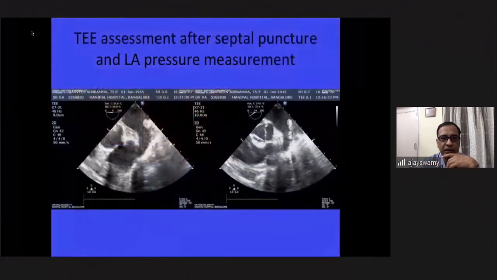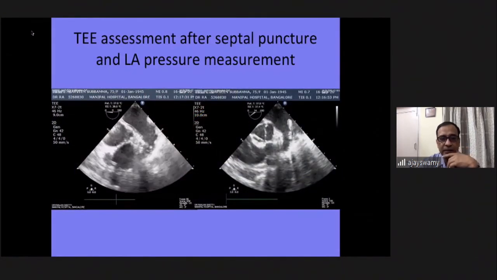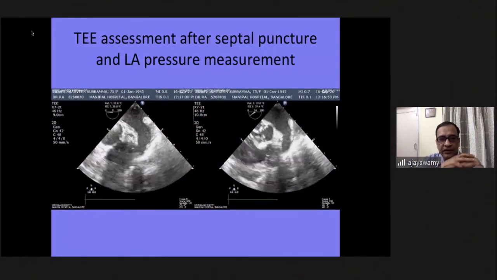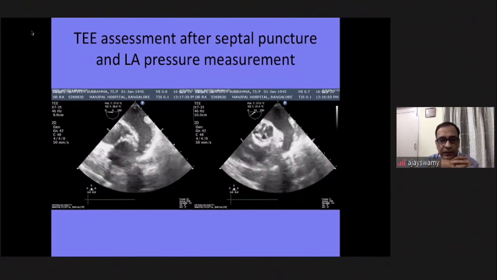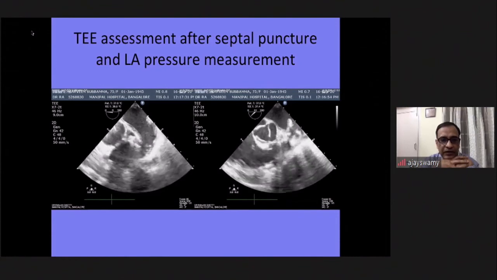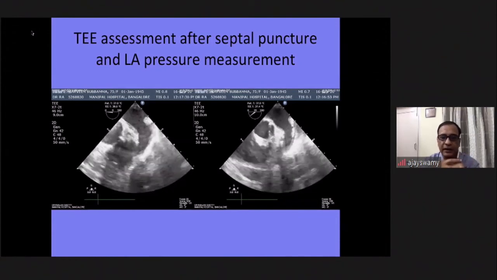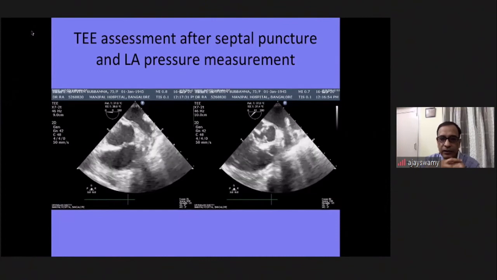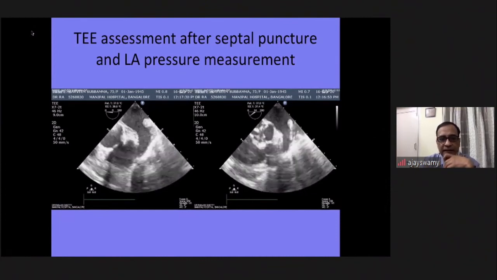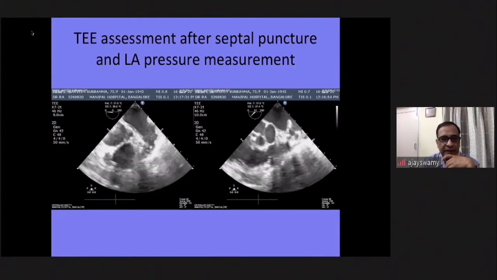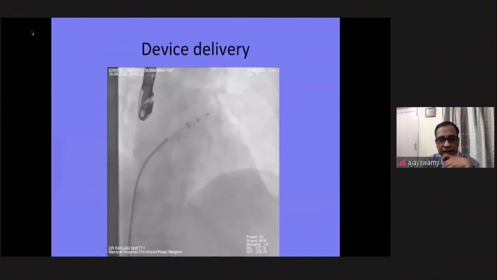Then inferior and posterior puncture. This is the TEE assessment, and this is done after the LA pressure measurement. Once we're finished with the puncture, after half heparinization, finish the septal puncture, complete the heparin, measure the LA pressure, make sure it's more than 10, and then do the measurement in 0, 35, 90, and 135. Look at the sizes at the ostium and 10 millimeters inside to decide on the size that we require.